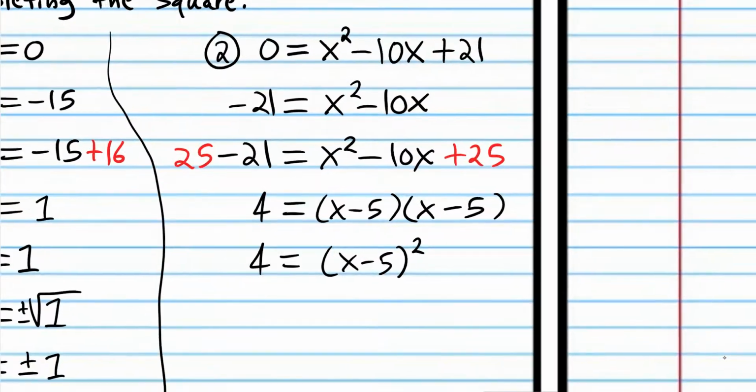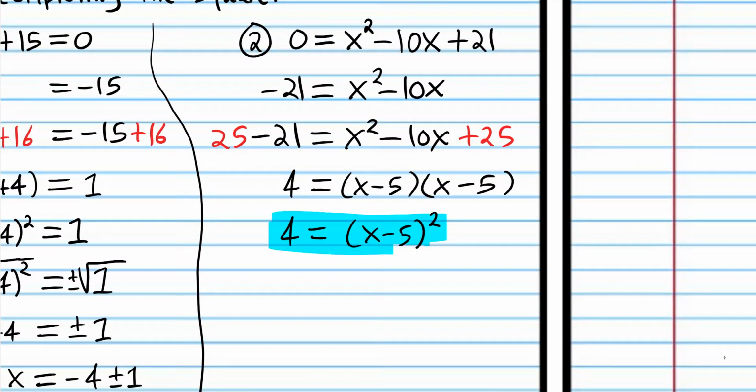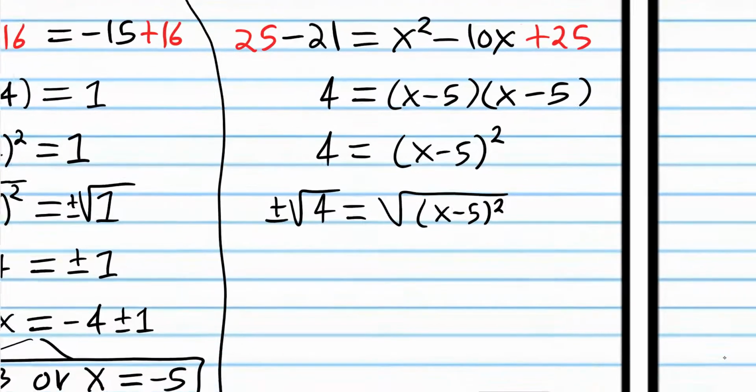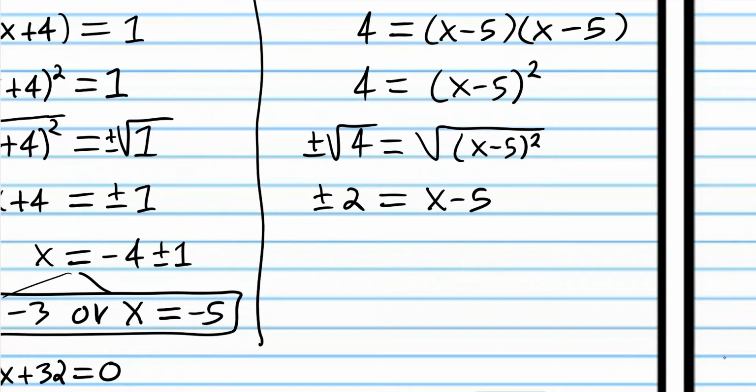So I want you to understand that this equation up here is the same as this equation. They're only in different forms. So if we solve this equation, that's going to be the same solution as this equation. So we're going to square root both sides. And remember, you have to put that plus and minus on the side opposite the variable. And we get 2 equals x minus 5. Then we're going to add 5 to both sides, and we get 5 plus or minus 2.